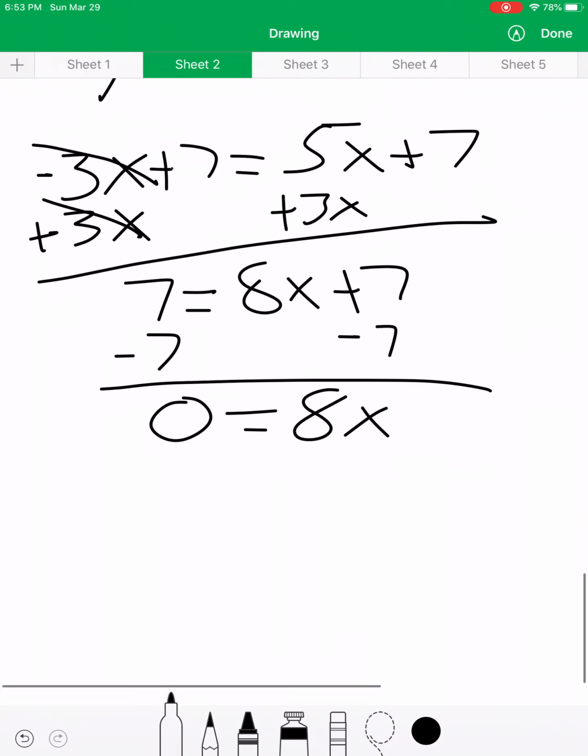All right, we aren't done yet. You have to get x by itself. Opposite is therefore to divide.